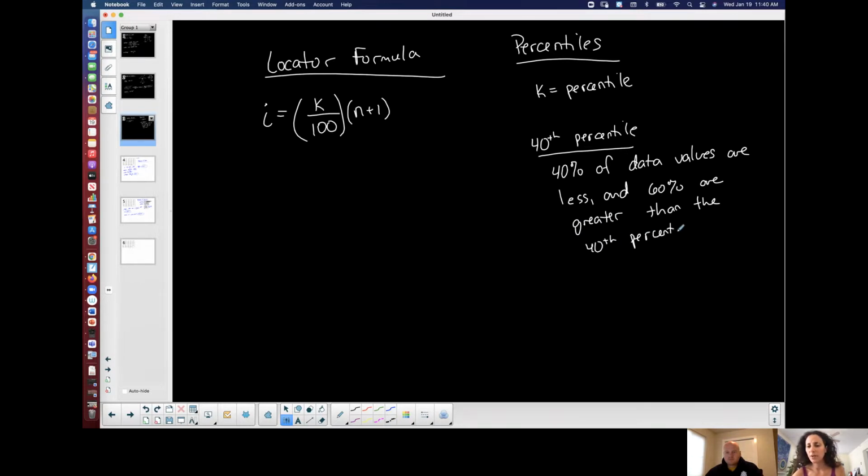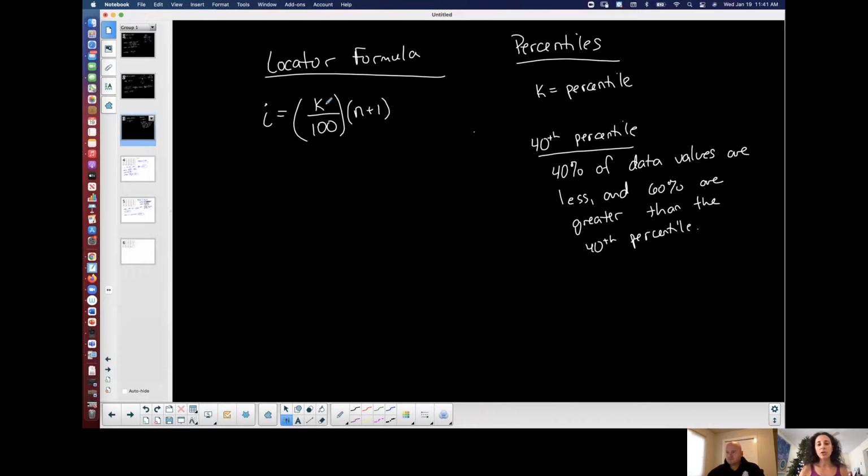So if you are asked for a percentile, it is a location, right? What data value is in that location? Obviously, your data set has to be ordered from least to greatest again. But if I want, let's say, the 40th percentile, I'm talking about a data value that lies within the data set where 40% of the data values are less than that particular percentile and 60% are greater than that. So if it's the 20th percentile, 20% or less, 80% or more. If it's the 50th percentile, 50% or less, 50% or more, that's the same thing as the median.